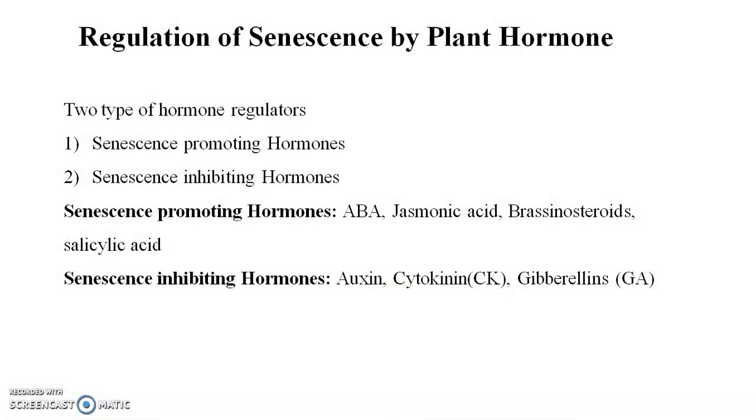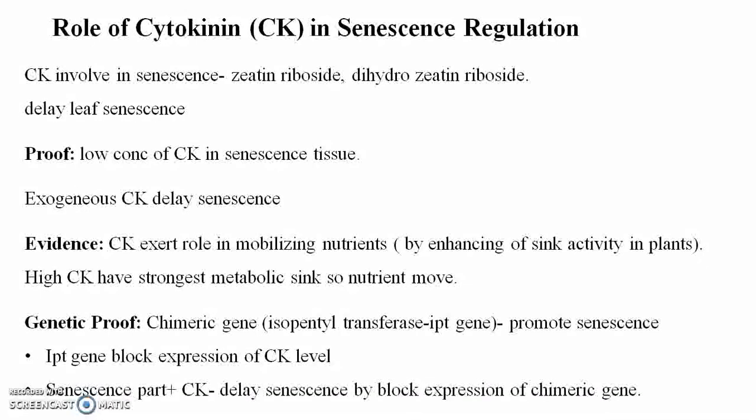Regulation of senescence by the plant hormone. There are two types of hormone regulation. First one is the senescence promoting hormones, which include the ABA, jasmonic acid, brassinosteroid and salicylic acid. Second is the senescence inhibiting hormone, such as the auxin, cytokinin and gibberellic acids.